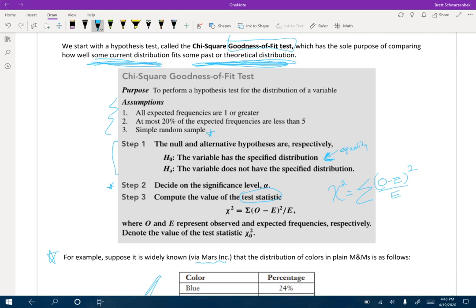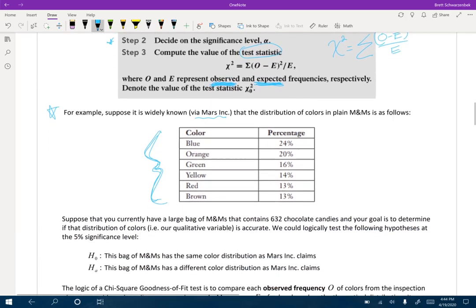O stands for observed counts. E stands for expected counts. We could also say frequencies, same word, synonyms, but O observed, E expected. So observed is going to be your current distribution, what you actually found to be the case, and your expected is going to be what your theoretical or past distribution's frequencies took. That is the key. And we're going to use those in order to determine our chi-square test statistic.